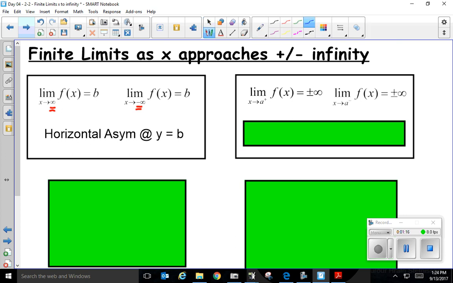Meaning, if I plug infinity in here and it ends up being 7, and I plug negative infinity in and get 7 or whatever, that means I have an asymptote at y equals 7. Whatever number that is.